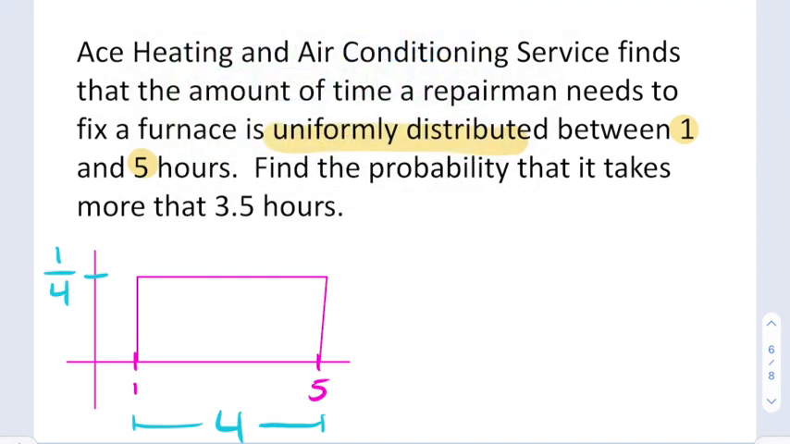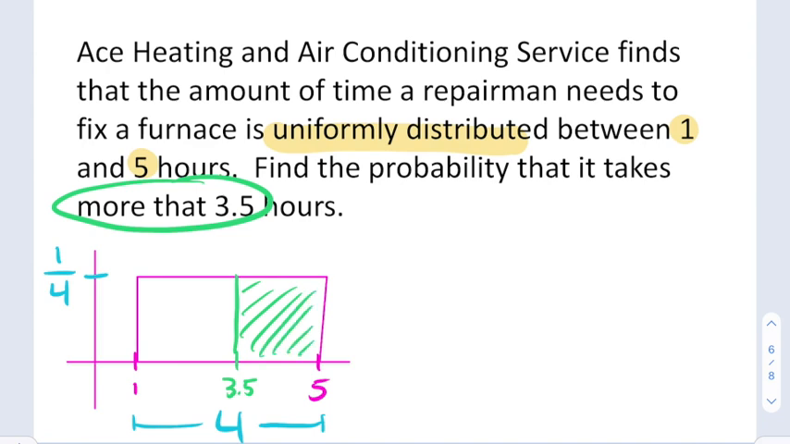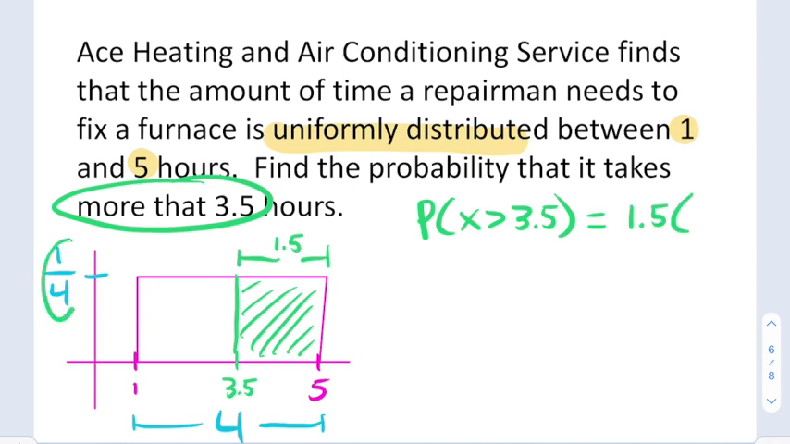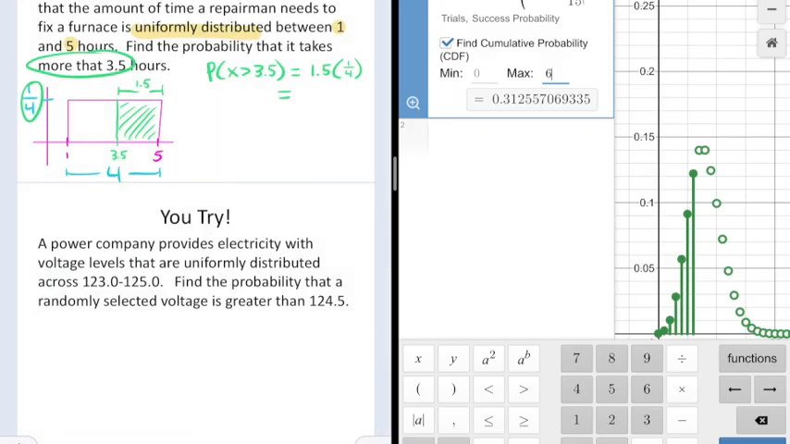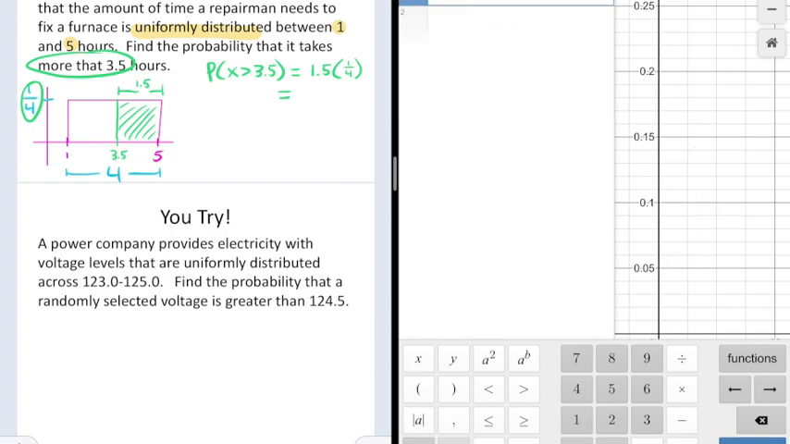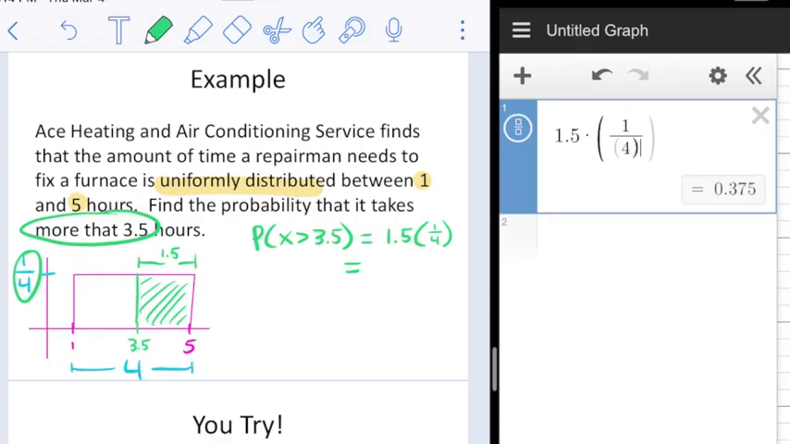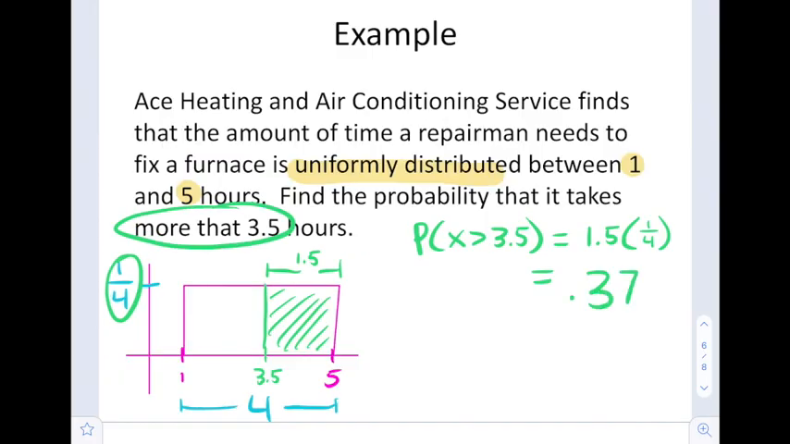They're telling me more than 3.5, so we're going to go to 3.5 on the graph, and we're going to draw a rectangle to the right of it, since it's more than 3.5. If they said less, we would have gone to the left. The probability x is greater than 3.5 is going to be the base, which would be 5 minus 3.5, or 1.5, times the height, which is going to be 1/4. If you need it, this would be a good time to pull up your calculator and get back 0.375 as your area. And remember, the area is the probability.